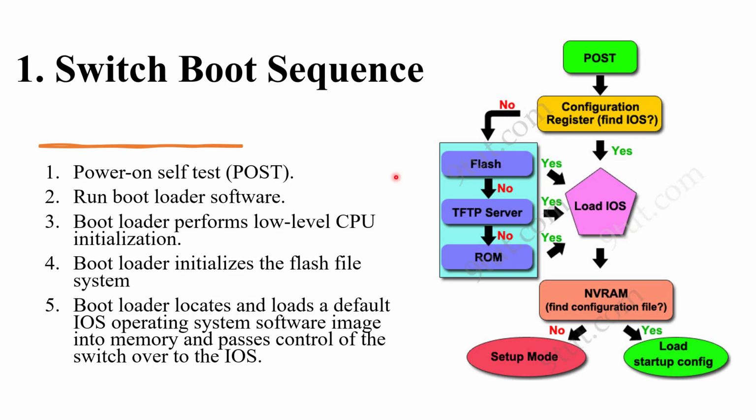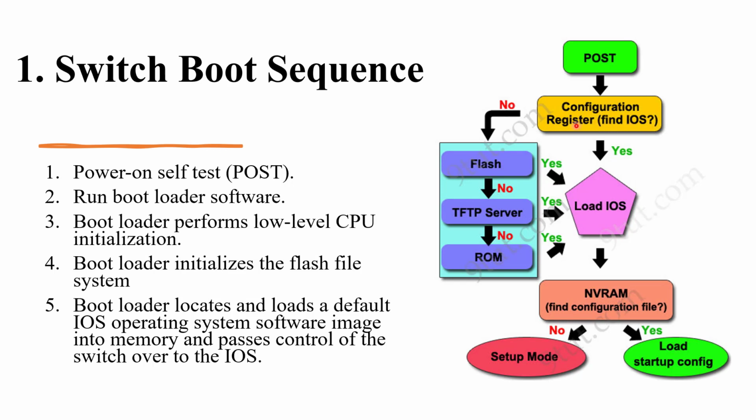So now the bootloader software is going to search where the IOS file is stored. Sometimes the IOS file will be available in the registers, or in flash, or on a TFTP server, or an FTP server, or somewhere in the ROM. So in any of these places, the IOS can be available.